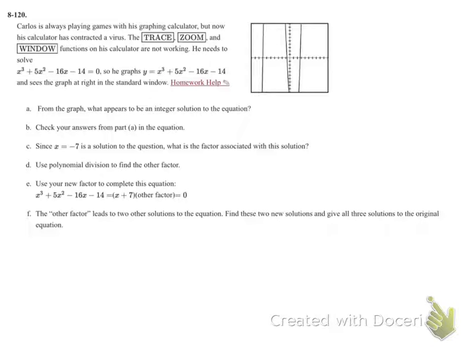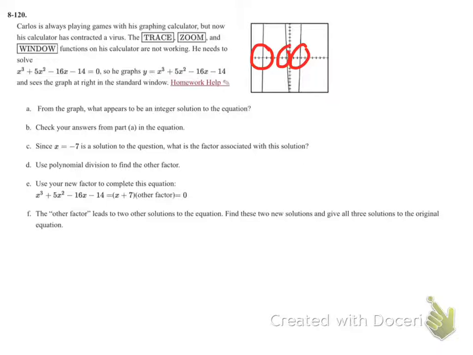Problem 120 is now putting together several ideas from the previous lessons. So when we look at the graph that we have, it's asked what appears to be an integer solution. So our equation is when it equals 0, so I'm looking at x-intercepts. I have 3 x-intercepts.